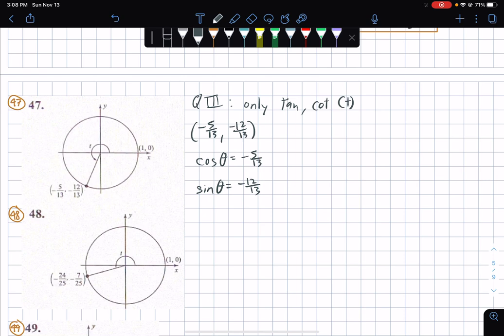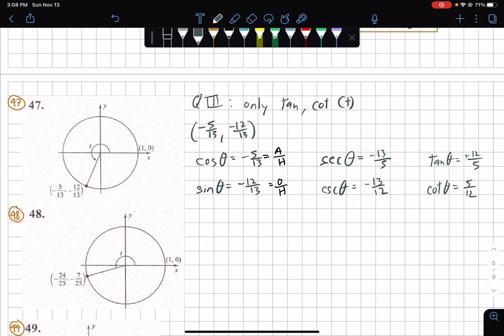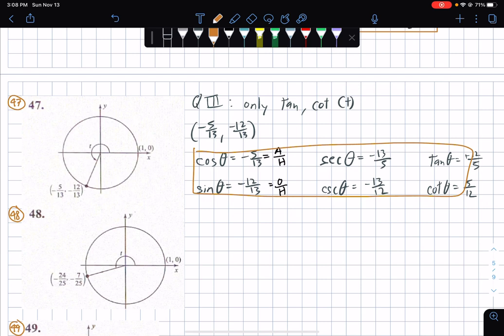And the inverse of cosine, I'm sorry, I'll just write this out first. There you go. Secant theta is negative 13 over 5. Cosecant theta is equal to negative 13 over 12. Tangent theta is equal to O over A. And so cotangent is equal to 5 over 12. So that's it. That's everything for number 47.